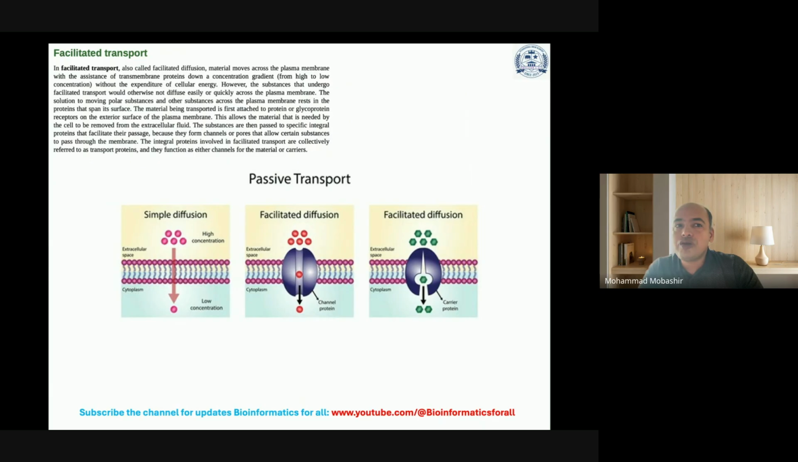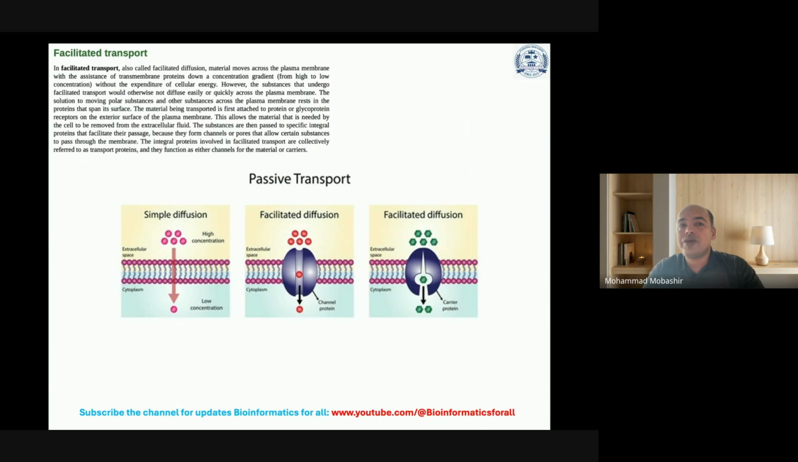The solution to moving polar substances and other substances across the plasma membrane lies in the proteins that span its surface. The material being transported is first attached to protein or glycoprotein receptors on the exterior surface of the plasma membrane, which allows the material needed by the cell to be moved from the extracellular fluid. The substances are then passed to specific integral proteins that facilitate their passage because they form channels or pores that allow certain substances to pass through.